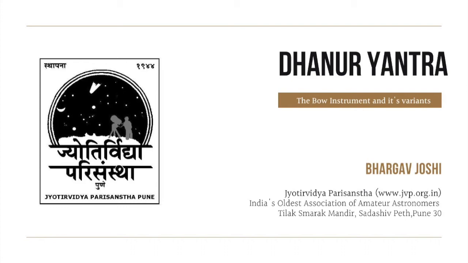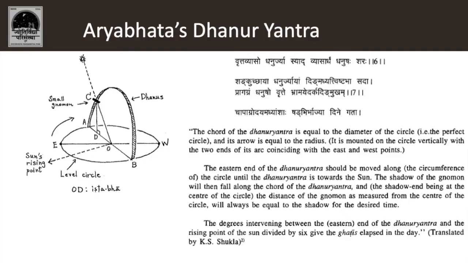Then we have a Dhanur yantra. So the next one is Aryabhatta's Dhanur yantra. As the name suggests, it is a dhanush. It looks like a dhanush. It is a semicircle instrument. So what you have to do is start by aligning the instrument in the east-west direction, or rather with the sun's rising point. Okay, so this instrument will not be in this manner. It will be slightly in the east-west direction.